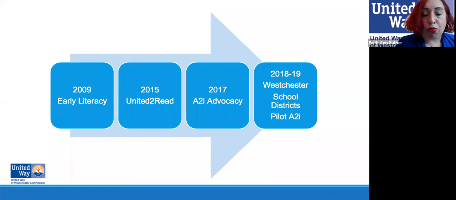So we started out with some programs, different reading initiatives, and then in 2015 we started our United to Read program, which was giving out literacy kits to children in daycare centers and Head Starts, so that kids had books, because we found that 61% of children from low income or moderate income families didn't have new books in their homes. So this was a way to get more books into the hands of kids, because we know the more books that a child sees, that's also another indicator later on for their success.